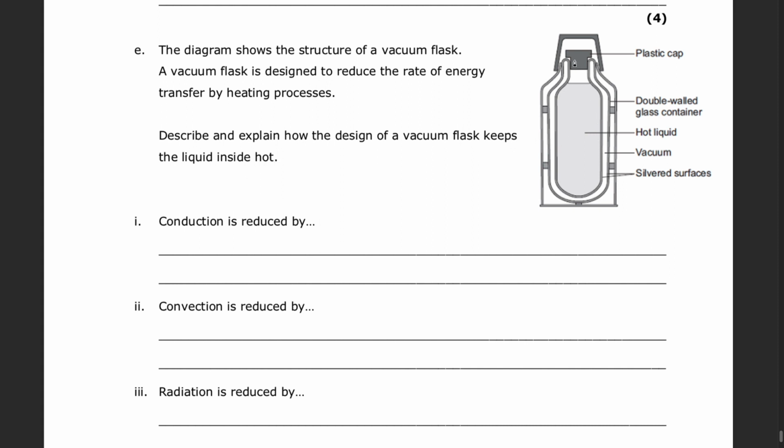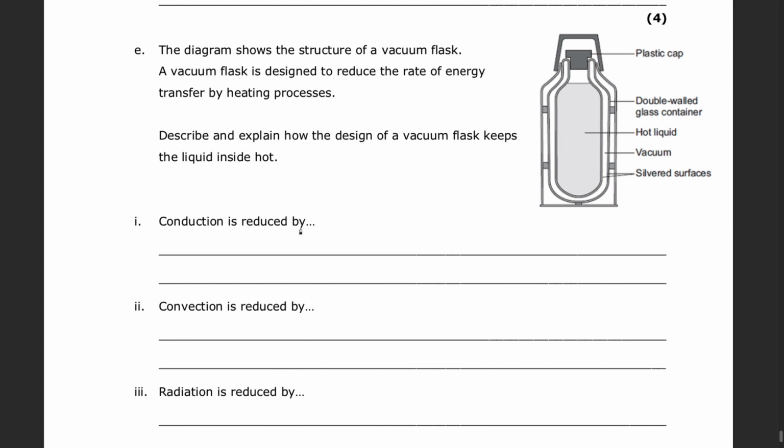Okay, so we have a diagram on the right, and all the different parts are labeled. Plastic cap at the top, double-walled glass container, hot liquid in the middle obviously, a vacuum between the layers of the double-walled glass container, and silvered surfaces on the inside of the glass and also on the outside.